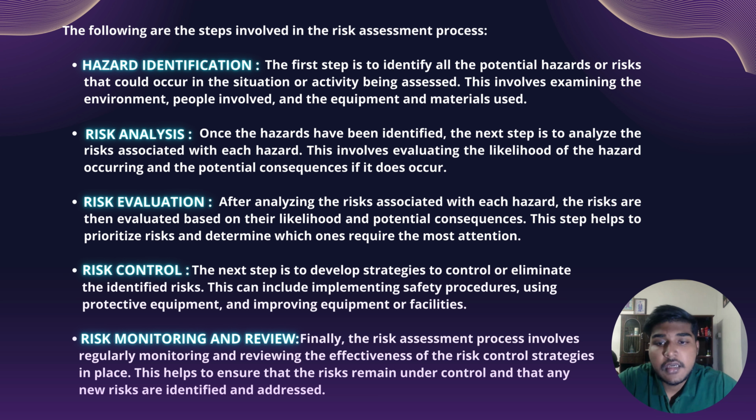The third one is risk evaluation. After analyzing the risk associated with each hazard, the risks are then evaluated based on their likelihood and potential consequences. This step helps to prioritize the risks and determine which ones require the most attention. The fourth one is risk control, where the next step is to develop strategies to control or eliminate the identified risks. This can include implementing safety procedures, using protective equipment, and improving equipment or facilities.